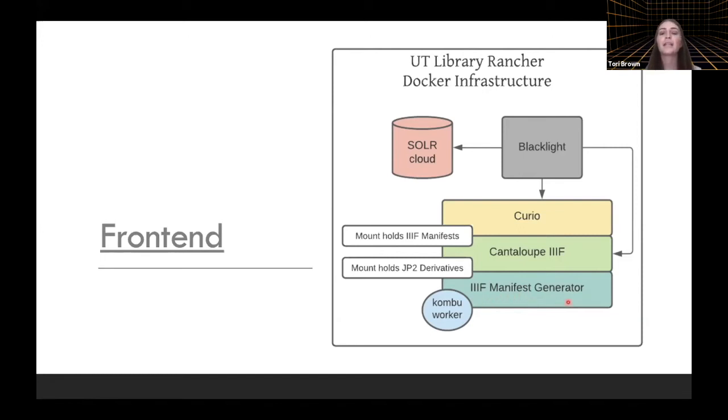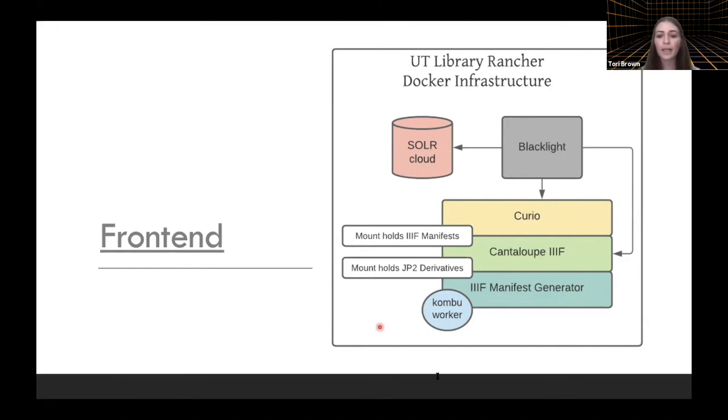And we try to build it in a way so that it will be able to not only work for the UTDMs, but we can also use it for other applications that might need IIIF manifests. And then because everything is containerized, we do have two mounts. We have a mount that holds the IIIF manifests and then one for all the JP2 derivatives. And lastly, we have a little Kombu worker here, and that's just part of the RabbitMQ messaging that we're about to talk about, that is part of the integration with the backend and how they talk to each other.